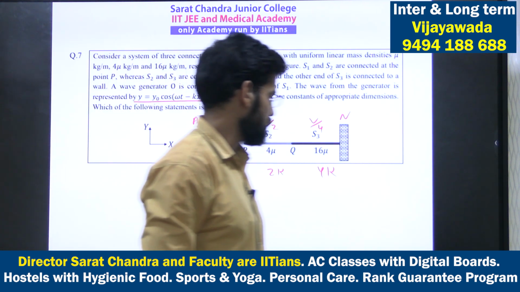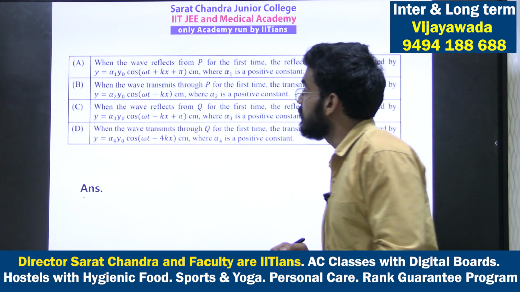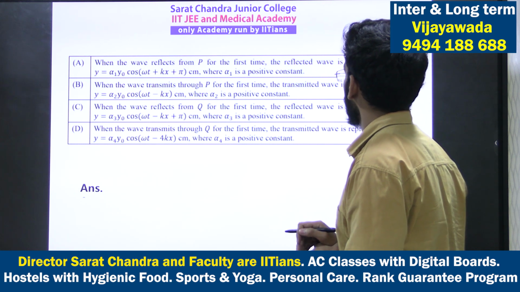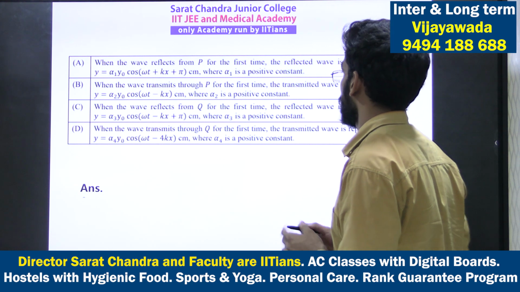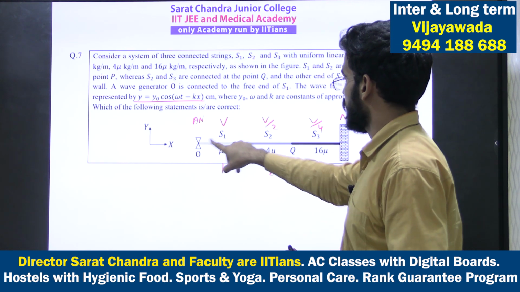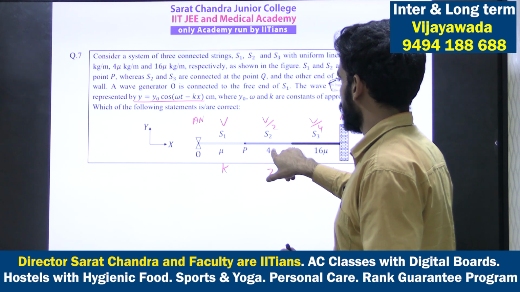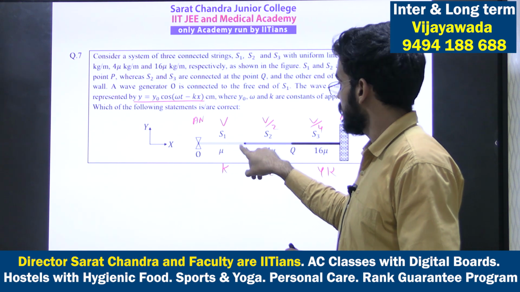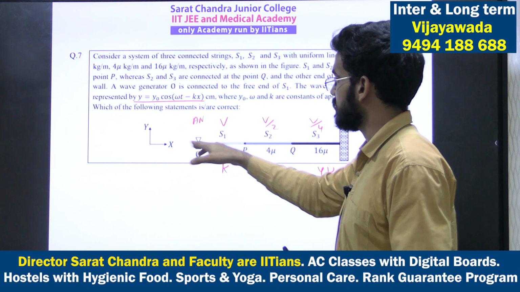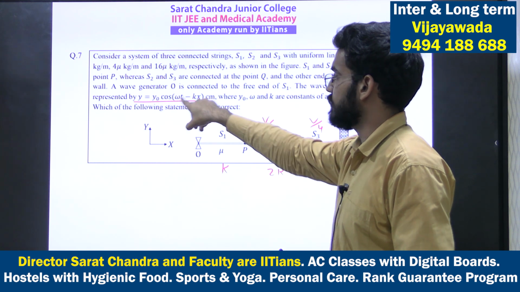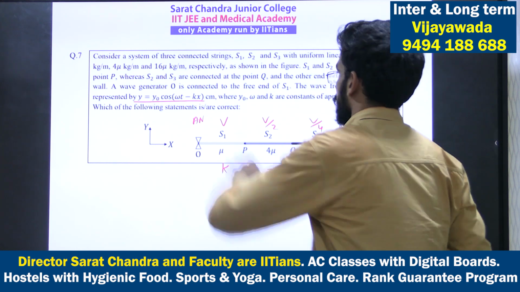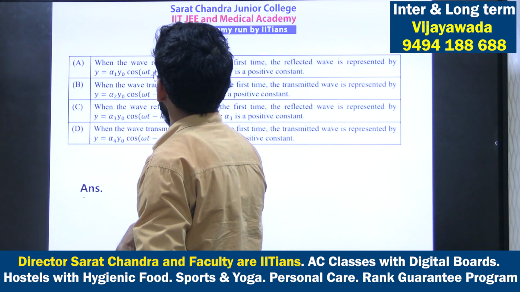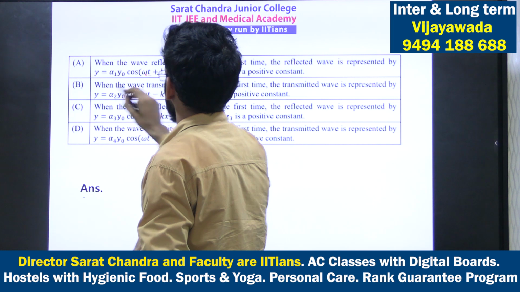Okay, now come to the equation. What he is saying, when the wave reflects from P for the first time, the reflected wave is represented by this. Okay, from point P when it got reflected, what will happen? This is rarer to denser, so pi phase is going to get added. Reflected means the t and x coefficients will be opposite because it is going in the negative direction, while this was represented in the positive direction. So I can say pi will be added and you will have your kx only, right? But here plus, okay, so this option is correct.